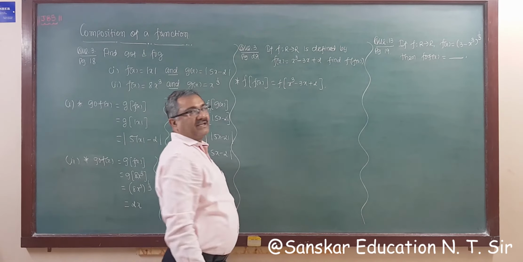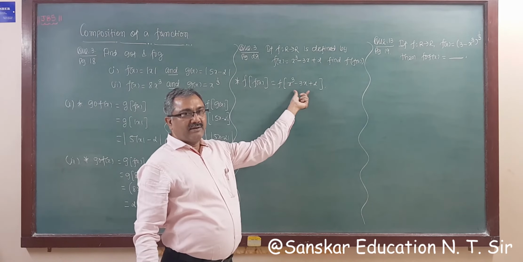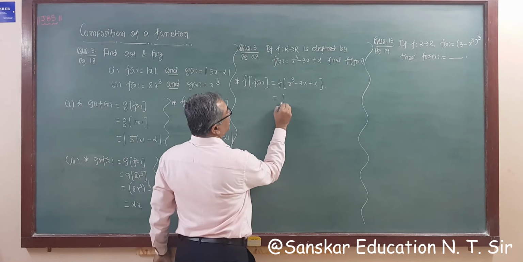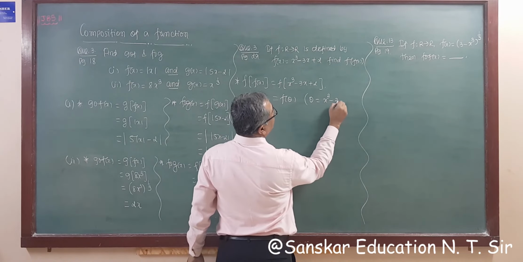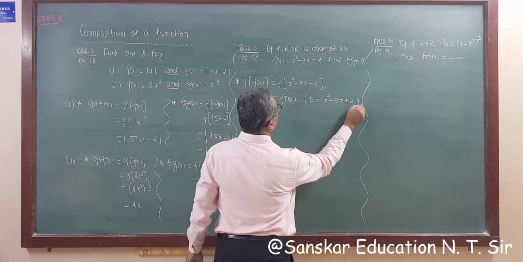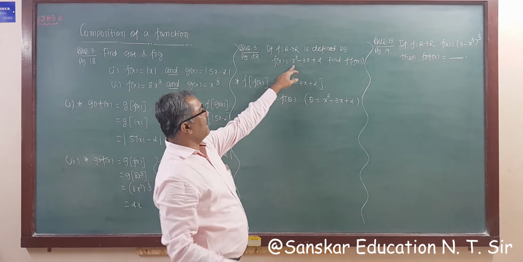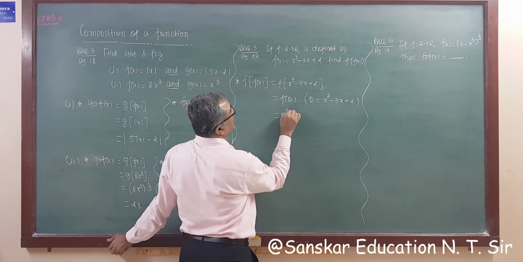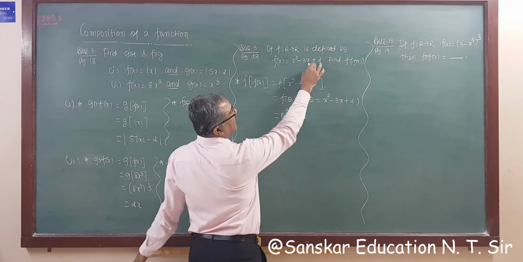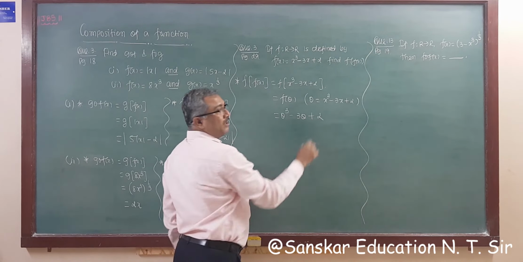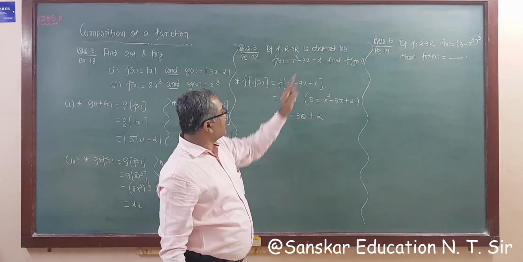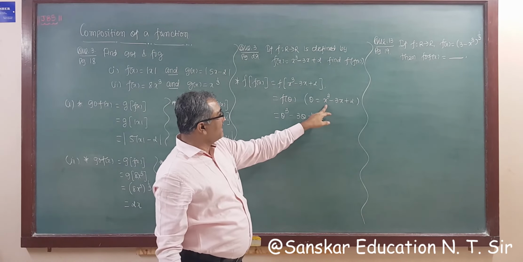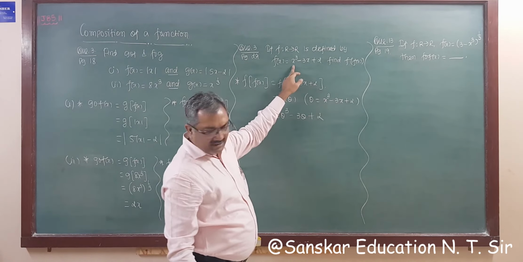Now f of the bracket, again f of the bracket. If you are not able to do it, then write down this theta. Theta is equal to x cube minus 3x plus 2. Now f(theta) is theta cube minus 3 theta plus 2, right? Putting theta instead of x. Now what is theta? It is this, right? I think so.